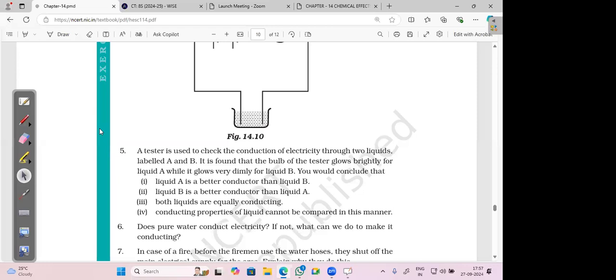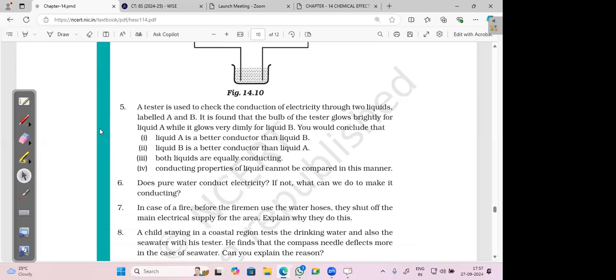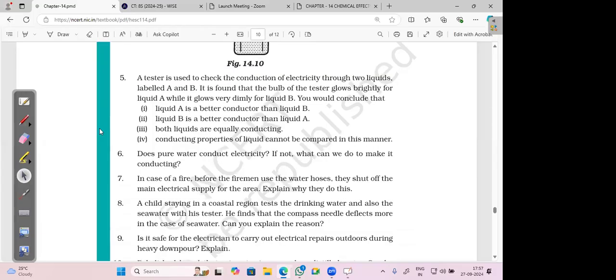In case of a fire, before the firemen use the water... Sir, but when we add some salt, the electricity conducts. When we add the salt to pure water, the electricity conducts. So if you add any salt to water, the water becomes conducting because the salt added makes ions available in it.